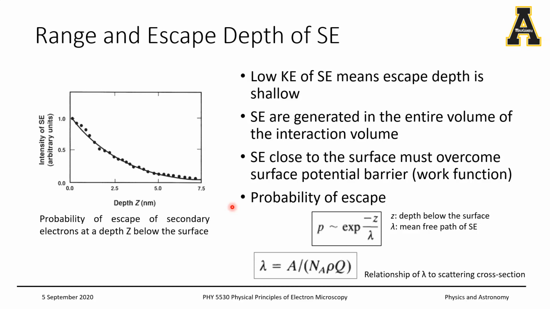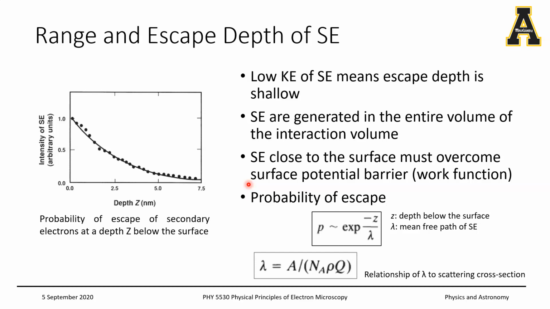Now we want to understand the same thing, but with the perspective of the secondary electrons, which are with low kinetic energy, right? So if something has low kinetic energy, you can intuitively say that the escape depth or the range for these low kinetic energy electrons is going to be significantly lower than the higher energy backscattered electrons, right? So I just want to clarify at this point that secondary electrons are generated in the entire volume of the interaction volume, but only the fraction of secondary electrons that are generated on the very surface or close to the surface are the ones that make their way out.